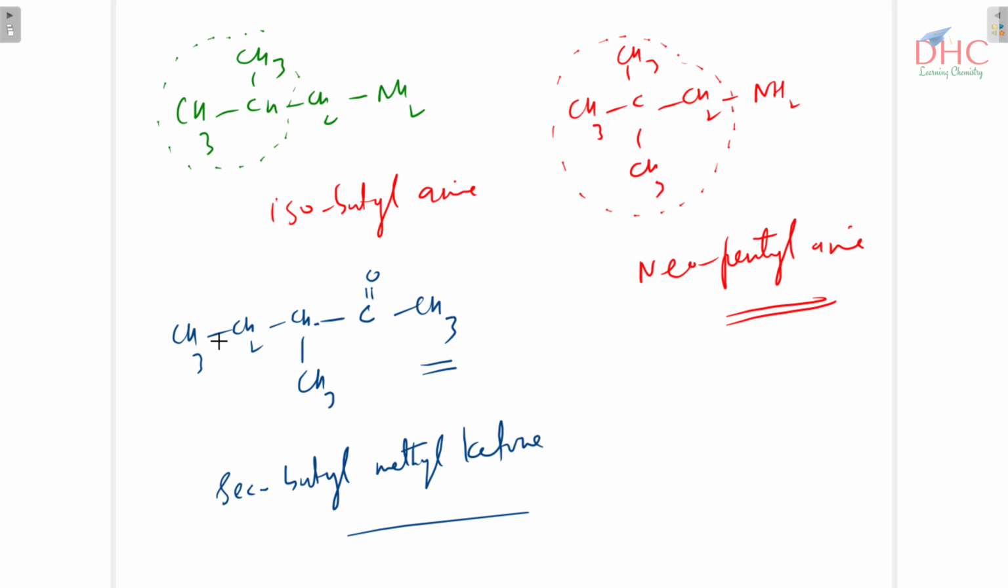But if you consider this chain, this carbon is attached to this carbon, which is a secondary carbon. The secondary carbon has an alkyl group, so it becomes secondary here. So secondary butyl methyl ketone is the name of this compound. Secondary, tertiary and so on have been discussed in previous videos. If you find it difficult, please watch them carefully first, then watch this particular video.